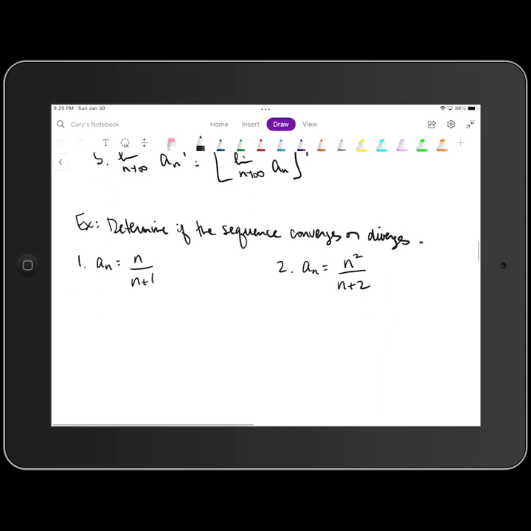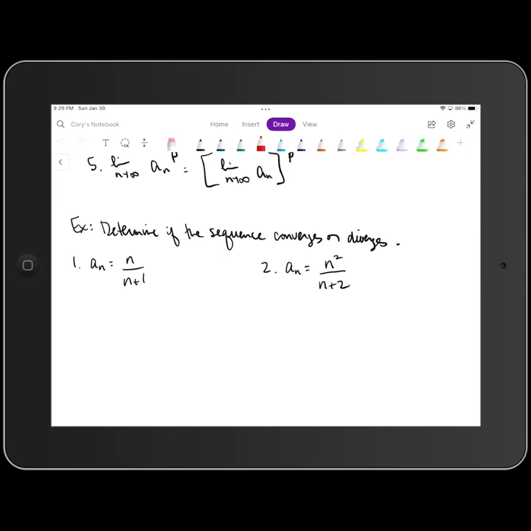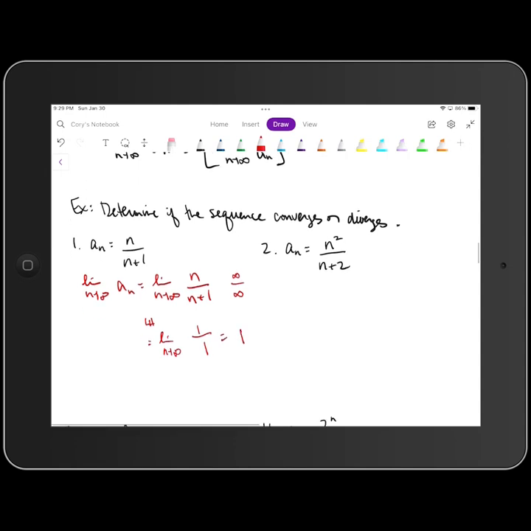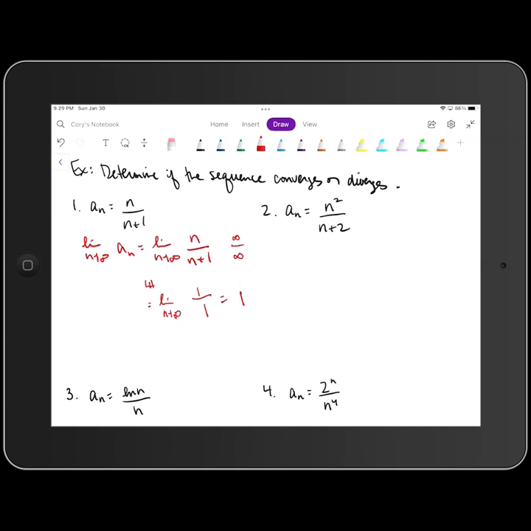What we're going to need to do here is take the limit as n goes to infinity of a sub n, which is like taking the limit as n goes to infinity of n over n plus 1. If you want to use L'Hopital's rule, and this is a candidate for L'Hopital's rule because if we take the limit as n goes to infinity of both the numerator and denominator, it goes to infinity. You can use L'Hopital's rule to evaluate that limit, and this is going to become the limit as n goes to infinity of the derivative of the numerator, which is 1, over the derivative of the denominator, which is 1. So that limit is equal to 1. Because that's a finite number, that means that that sequence converges.